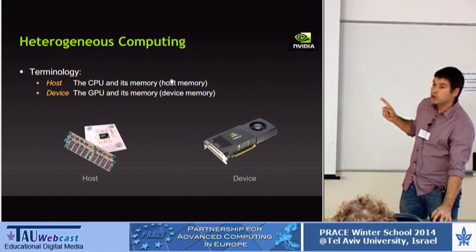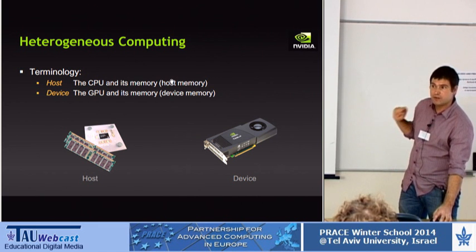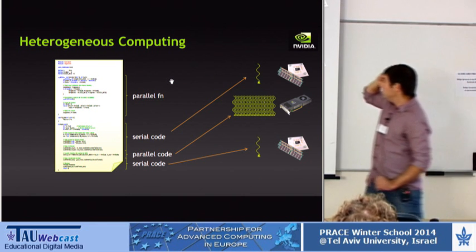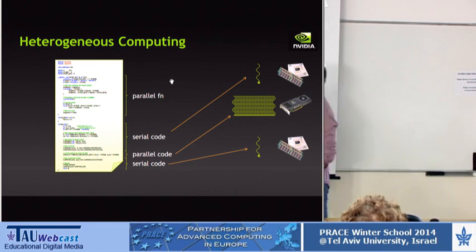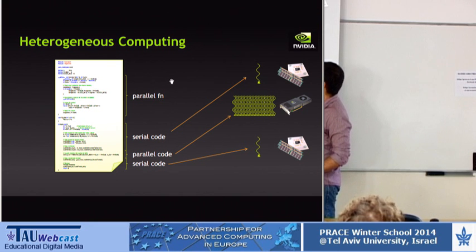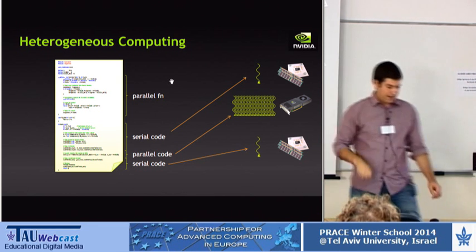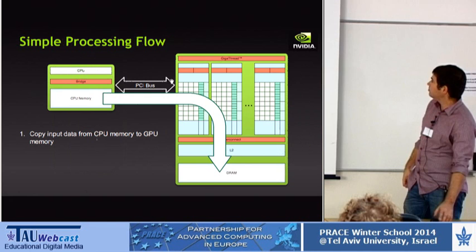As I said before, you always have a host. Every system has a host, not just the GPU. The host runs the code. So what you would do in heterogeneous computing is take some parts of your code and make them parallel, running on the GPU, and keep some of the parts serial, running on the host.